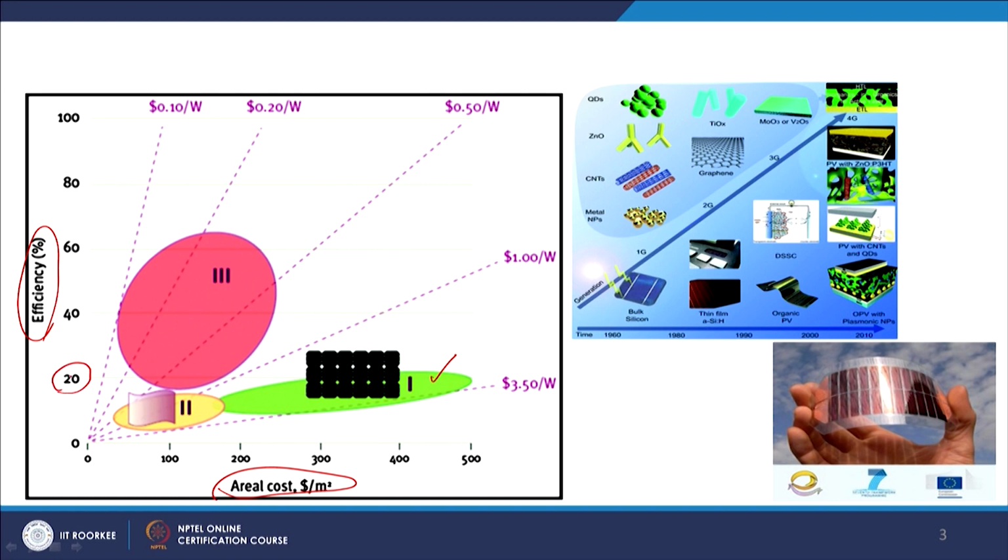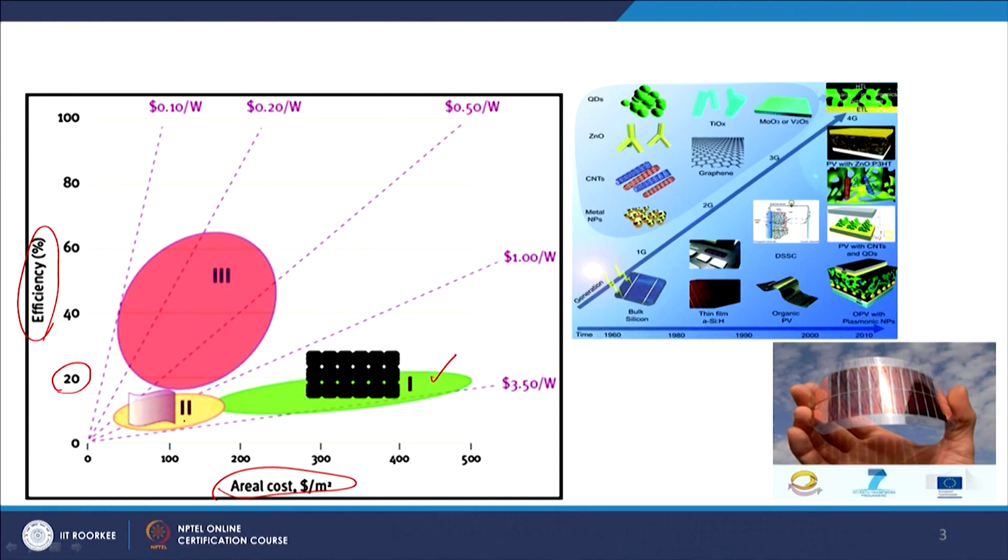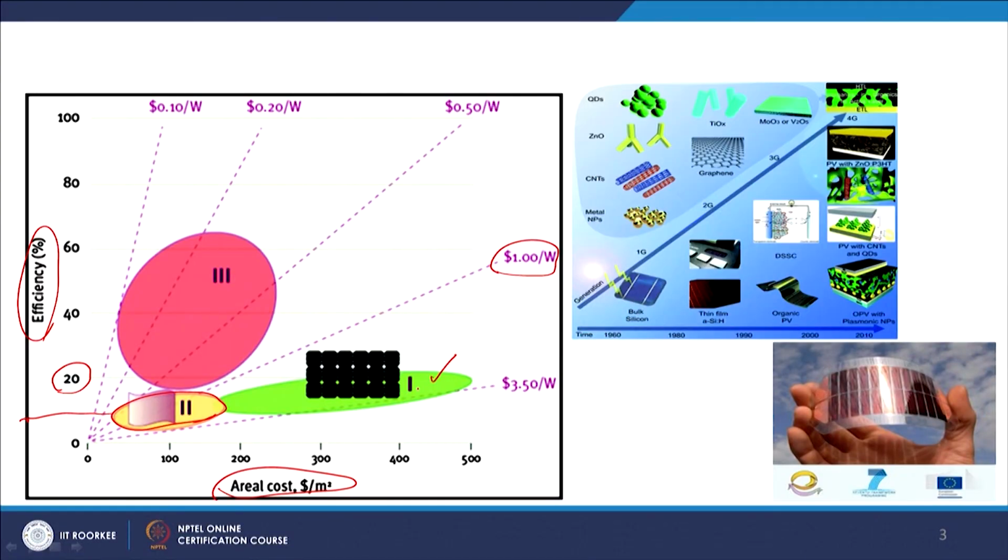Now, if you go to second generation solar cell, which is amorphous silicon solar cell, that we represent here by the yellow circular shaded region, the cost here is $1 per watt. So, obviously, the cost is lower than the first generation solar cell, but the efficiency, if we draw a line, will hit the efficiency axis somewhere around here. So, efficiency is somewhere between 12% to 15%, which is lower than the first generation solar cell.